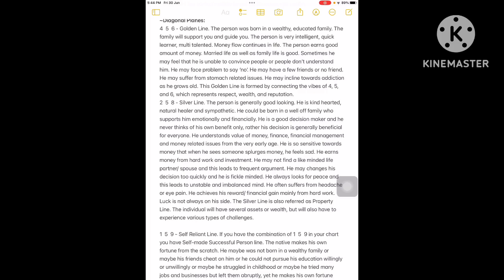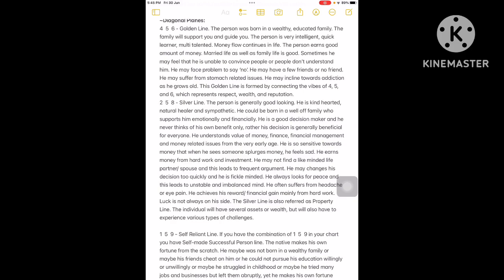He achieves his financial gain mainly from hard work. Luck is not always on his side. The silver line is also referred to as the property line. The individual will have several assets or wealth, but will also have to experience various types of challenges. Actually, this silver line is ruled by the Moon. Yes, this silver line is ruled by the Moon. And the golden line is ruled by Uranus.